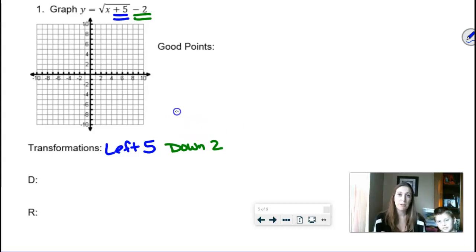And if this was a matching problem, like match which graph works for this, which they do a lot on the SAT test, remember, the square root is going to look like this. That's the shape of the square root function. So we'd just be looking for something that was shifted left 5 and down 2. If I want a more accurate picture, though, I'm going to have to come up with some good points.